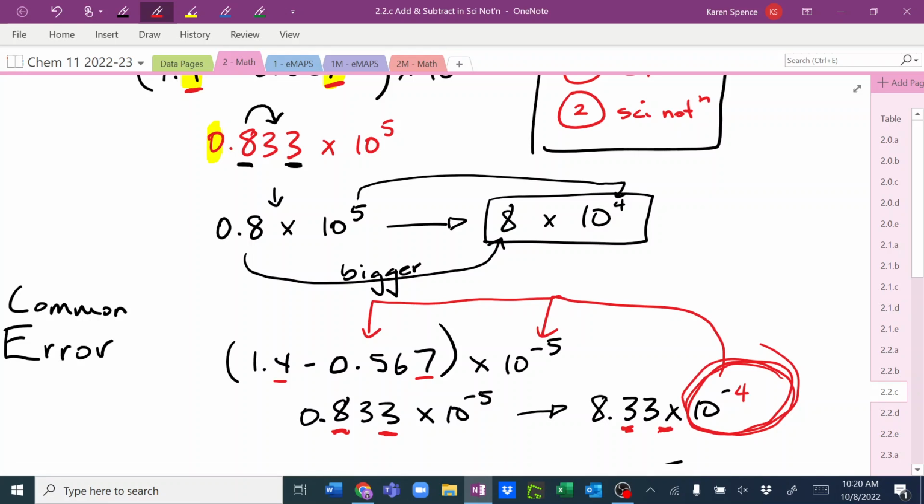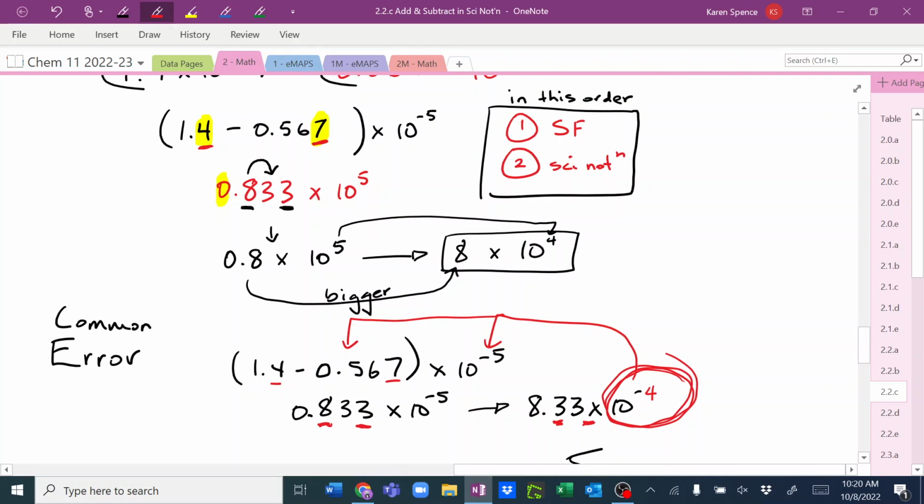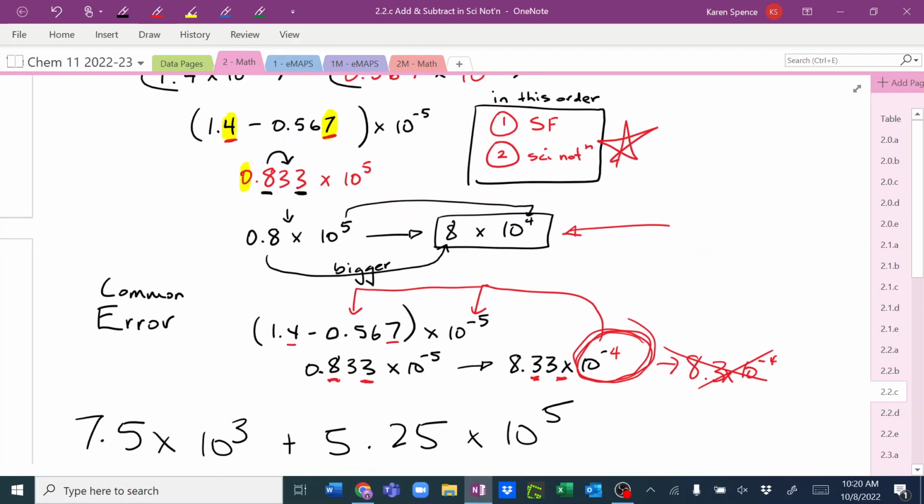If you don't understand why that's a problem, just remember to always do it in the order sig figs first, scientific notation second. Because if you do it this way, you would end up with 8.3 times 10 to the minus 4, and that is just wrong because it should be 8 point nothing. Okay, just 8 times 10 to the minus 4. So sig figs first, scientific notation second.